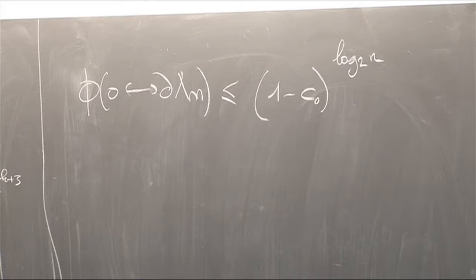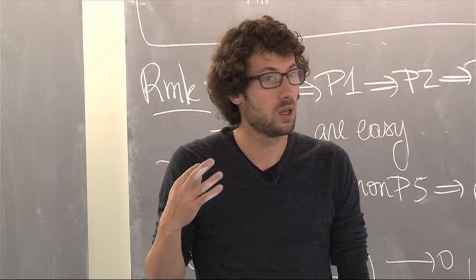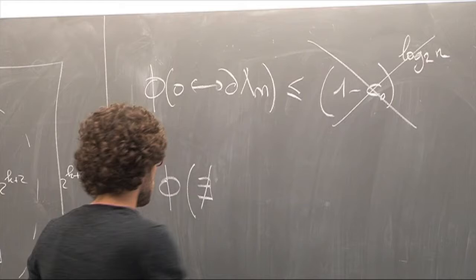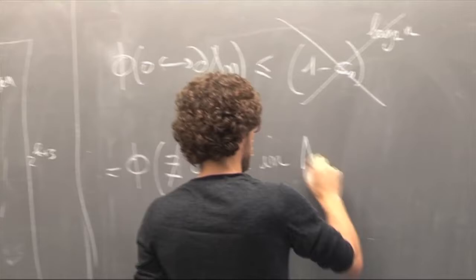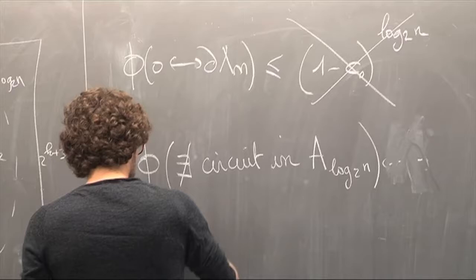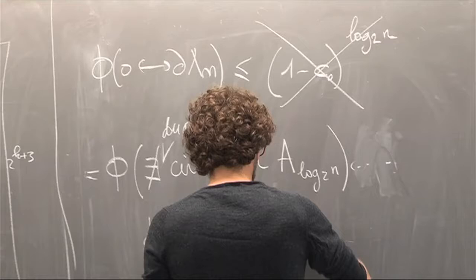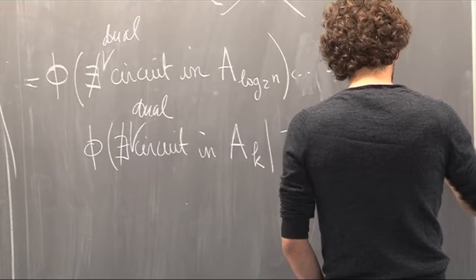Why? Because in the case of percolation, what is happening in these different annuli is independent, because it's independent percolation. But here it's not. So this is not true in general. What is going to be true is that you can say, okay, it's the probability that there does not exist a circuit in the last annulus, let's call it A log 2n, times the probability that there does not exist a dual circuit in A k, knowing that there does not exist circuits in the A j for j larger than k.